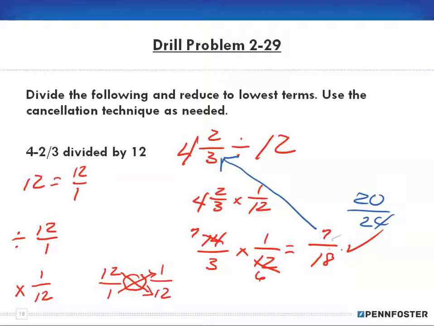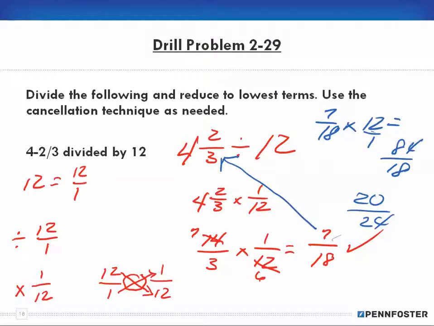Now, to do the math check in order to make sure that answer is right, I would take the 7/18 and multiply it by 12. And if I do, I should end up with 4 2/3. So let me do that. So 7 times 12, that's 84 over 18.